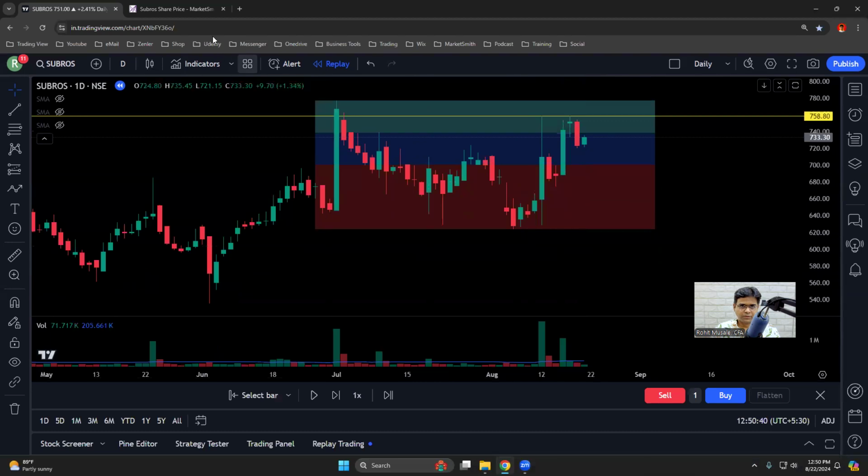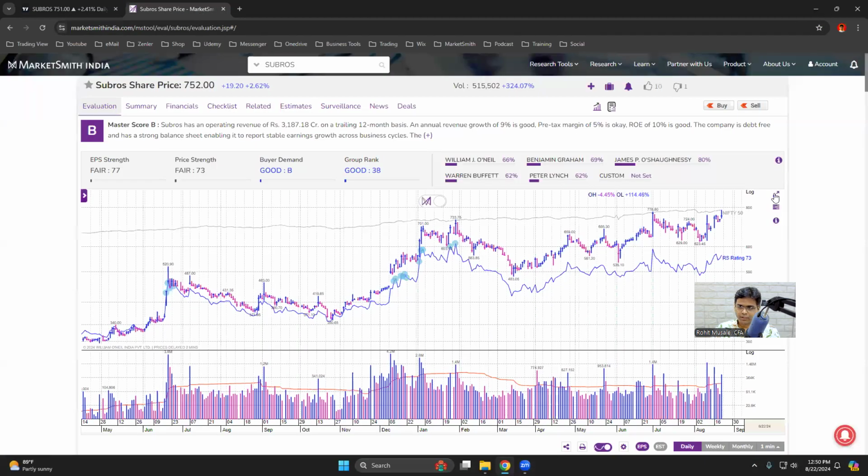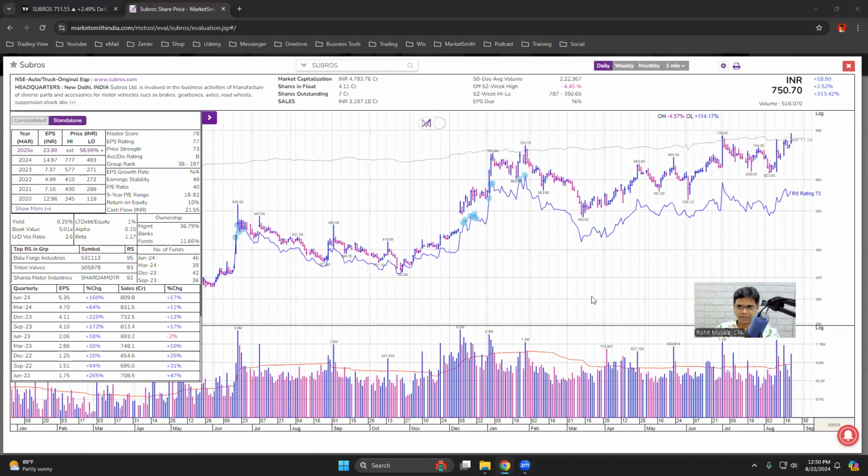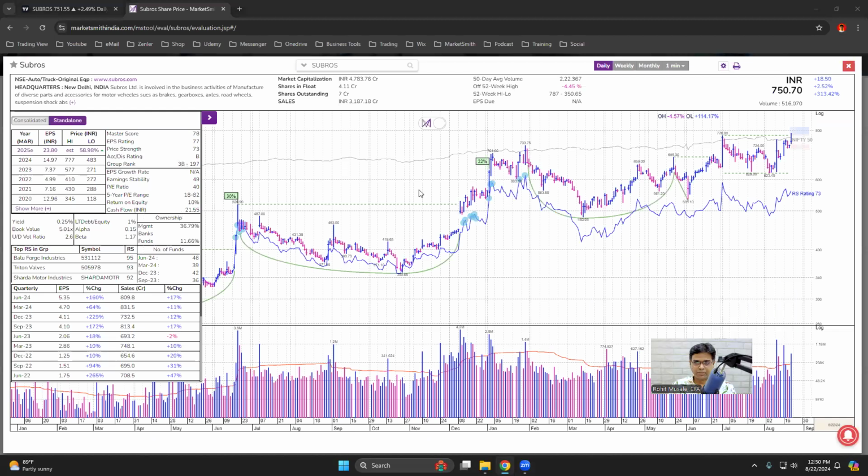Apart from this, you look at the data on MarketSmith. Let us look at overall how the stock has been doing compared to the market. So this is the MarketSmith data.